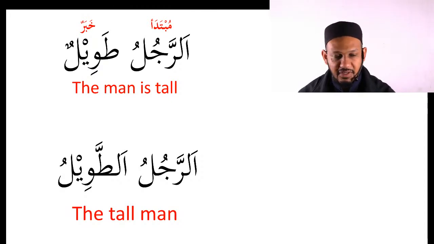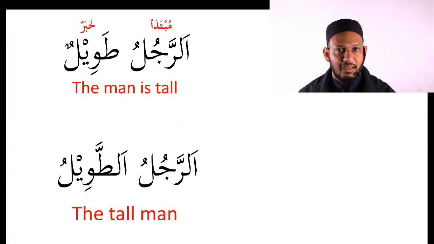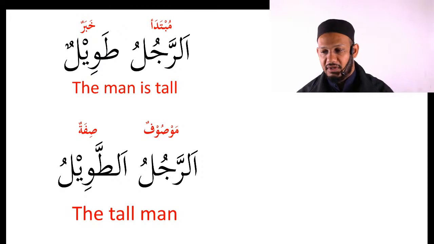It's a fragment. So ar-rajulu at-tawilu is the tall man, and those two parts are called what? What do we call ar-rajulu there and at-tawilu there? What are those two parts called? Anybody? So ar-rajulu is called Mawsuf, and at-tawilu is called what? Siffa. Mawsuf, Siffa. Okay. So yes.